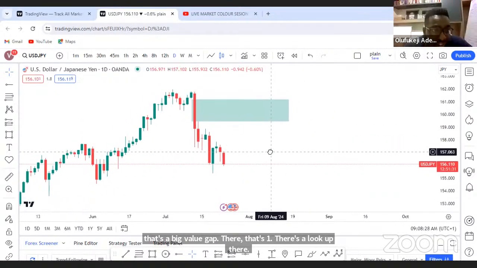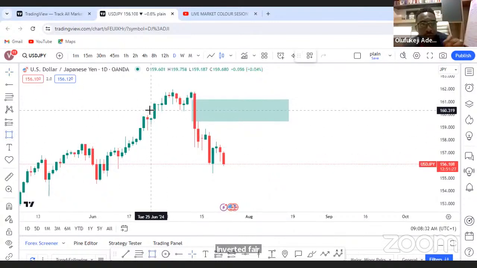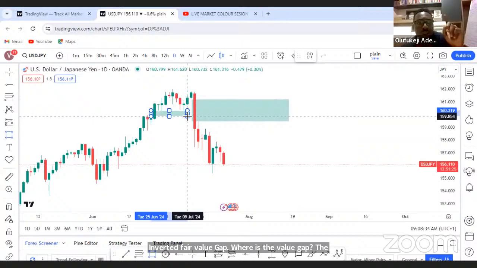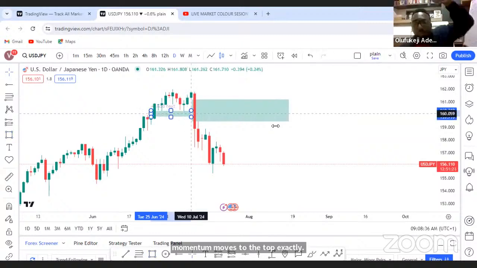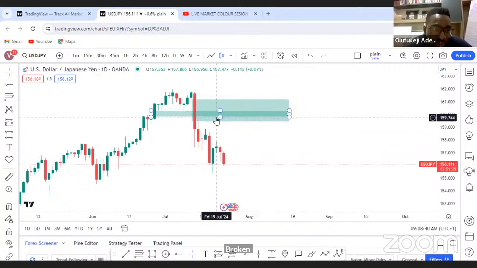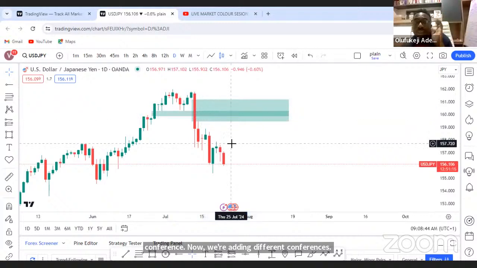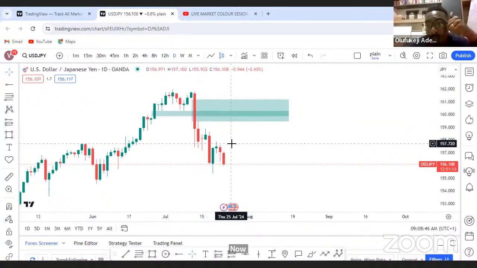IFVG, inverted fair value gap. Where is the inverted fair value gap? The momentum moved to the top, exactly. That was now broken with another momentum move to the bottom. So this is confluence now. We're adding different confluences. Now, what again can I see? Remember I told you there are like 5 things you look at. Our box pattern, the shoulder and the sweep, right?